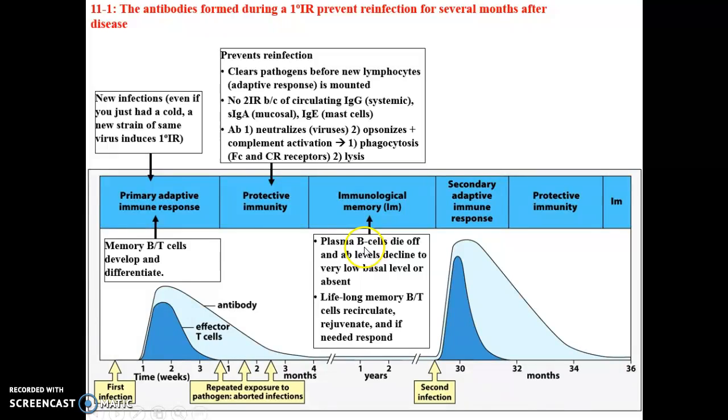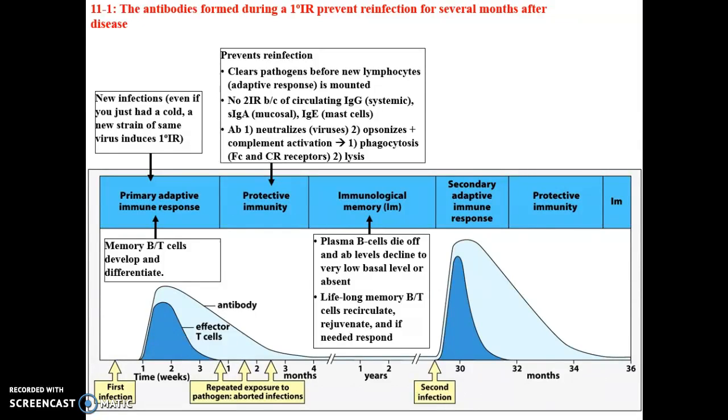However, plasma B cells do die off, and the antibody levels do decline. And so you have what would be considered basal levels, or basically close to 0 levels of antibody. Still slightly measurable, but not a whole lot. But what you do have are lifelong memory B and T cells that recirculate randomly. They can rejuvenate. They can go hang out in the bone marrow and just rest for a while and then just randomly get kicked out into circulation.